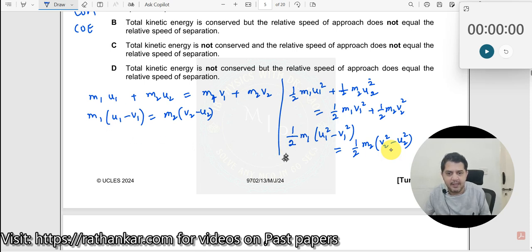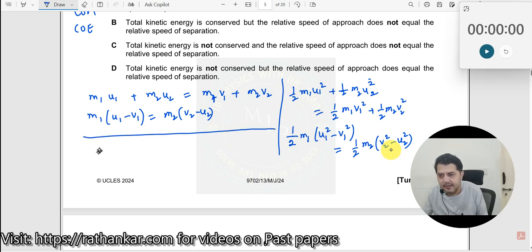Next, I can now divide one with the other. So I can eliminate the values of m1 and m2 on both sides. I will divide this by this one. When I do that, what do I get? I get (u1 square minus v1 square) divided by 2 into (u1 minus v1) is equal to, similarly, (v2 square minus u2 square) divided by 2 into (v2 minus u2).